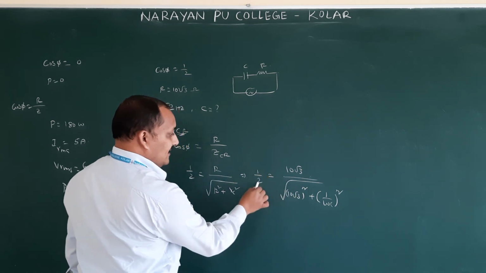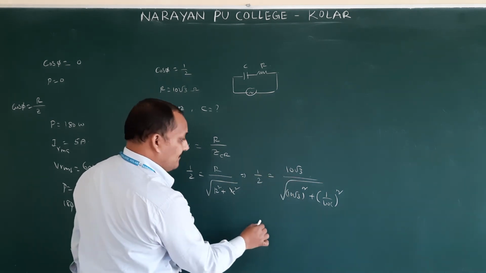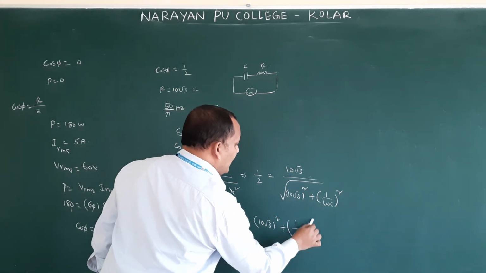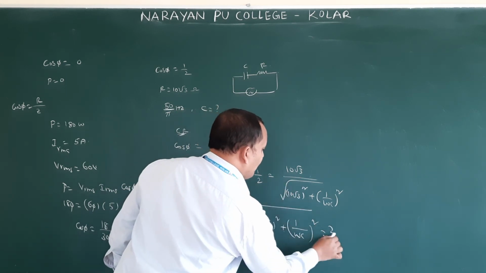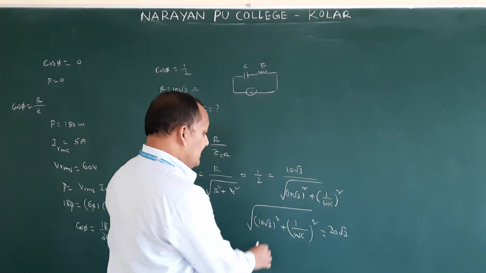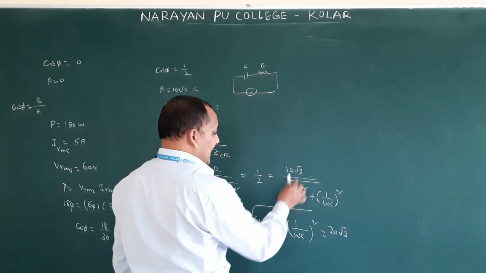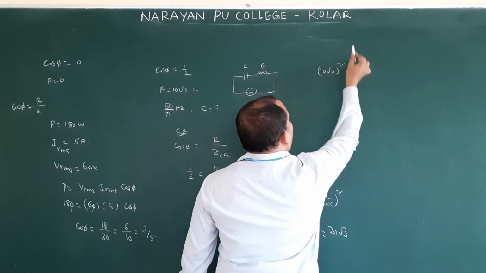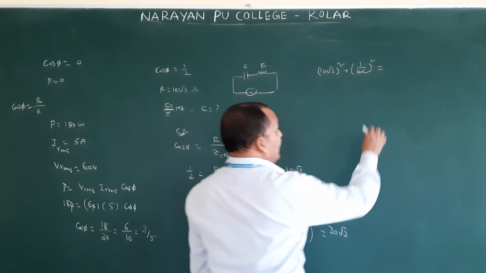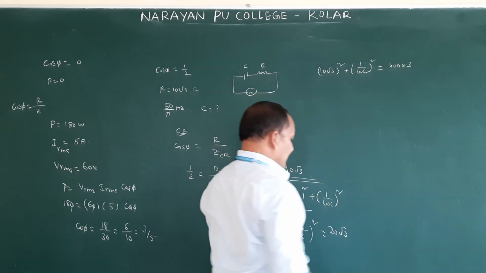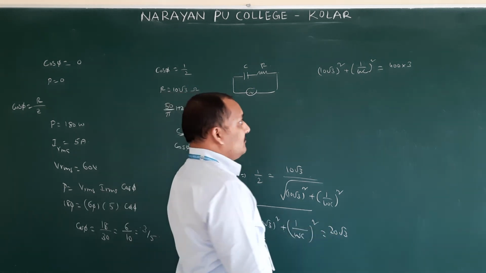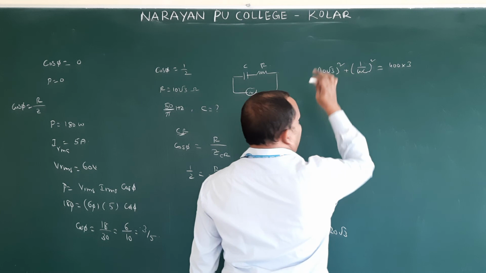Correct. So this 2 you can bring this side: 10 into 2, 20. So 20 equals root of 10 root 3 whole square plus 1 by omega C whole square. Squaring on both sides, the root will be cancelled. So 10 root 3 whole square plus 1 by omega C whole square is equal to 400 into 3. Squaring 20 into 20 gives 400, and the root 3 whole square is 3.